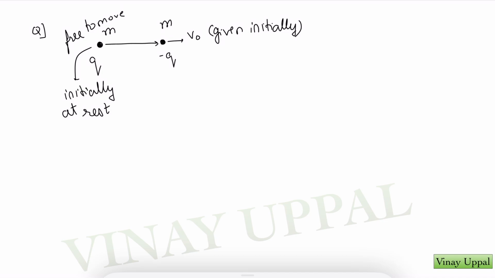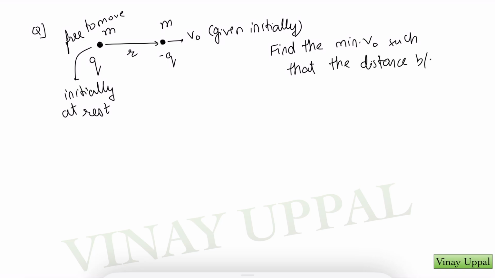Along the line joining the two charges, let's say the initial distances are r. The question is asking us to find the minimum value of v naught such that the distance between the two charges becomes infinity. So I want to find the minimum speed of minus q such that the distance between the two charges becomes infinity. So a little bit of mechanics combined with electrostatics here. You'll have to think what all quantities you can conserve.